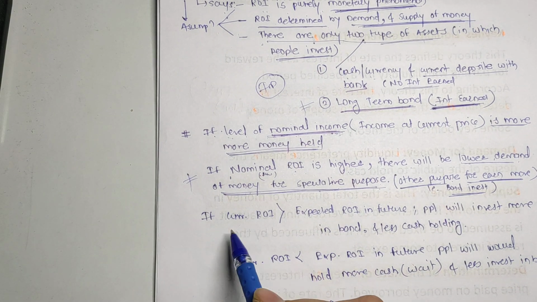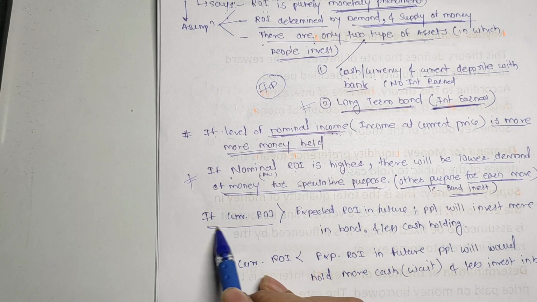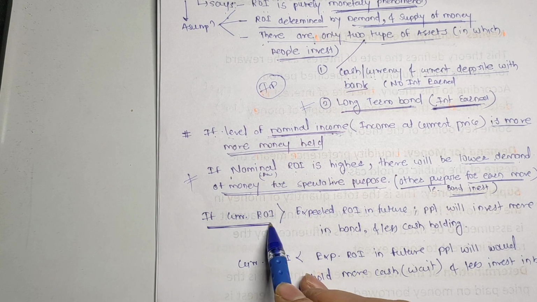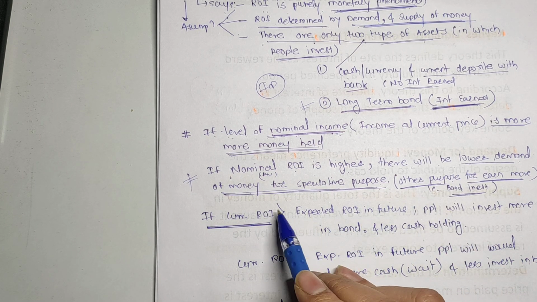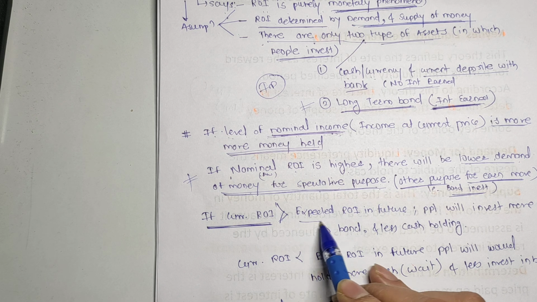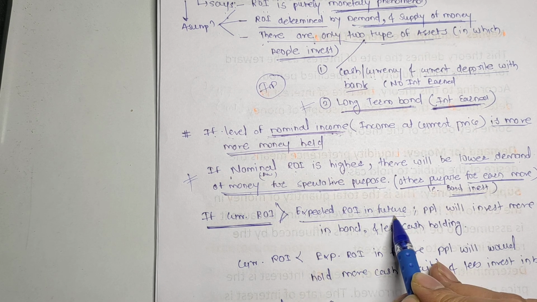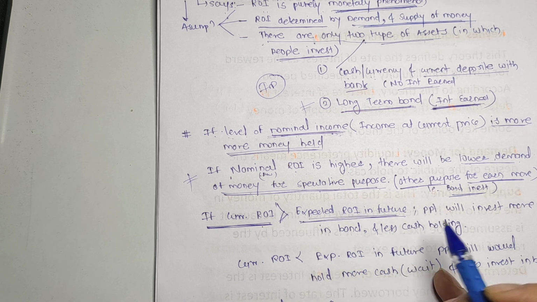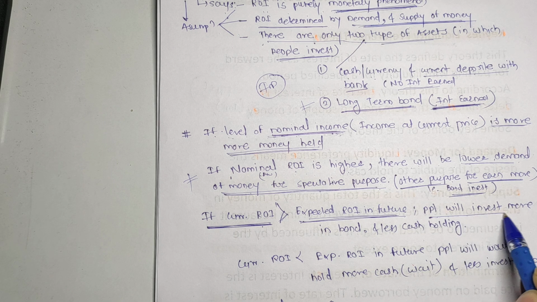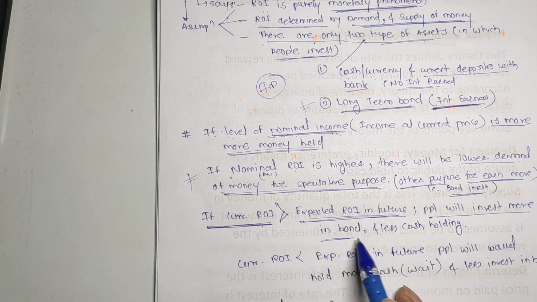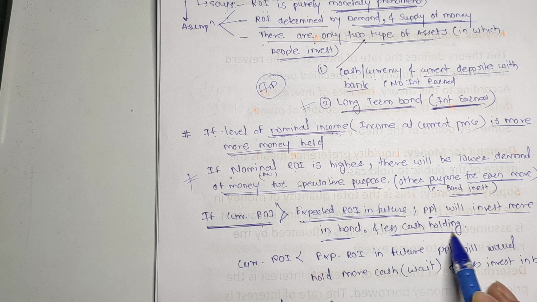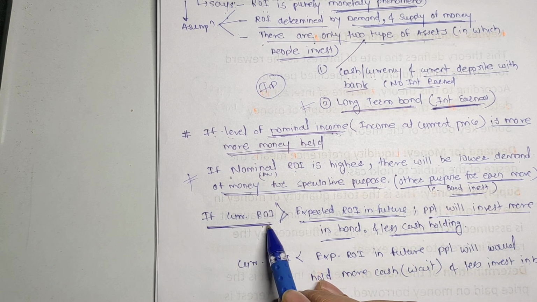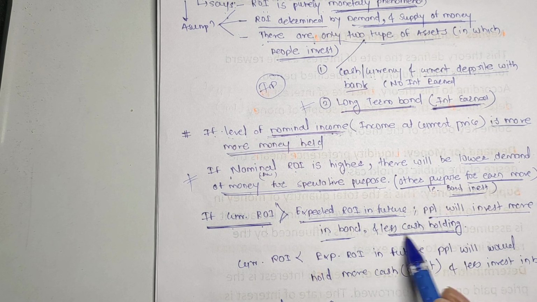Next, remember, if the current rate of interest is greater than the expected rate of interest in the future, that means right now the rate of interest is more than the expected rate of interest in the future, then what will people do? People will invest more in bonds and hold less cash. That means if the rate of interest is higher today, I will immediately invest in bonds to earn more, and I will hold less cash.